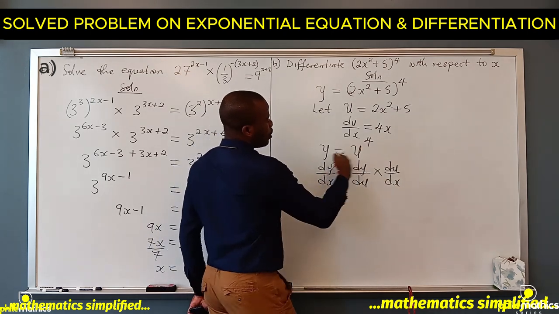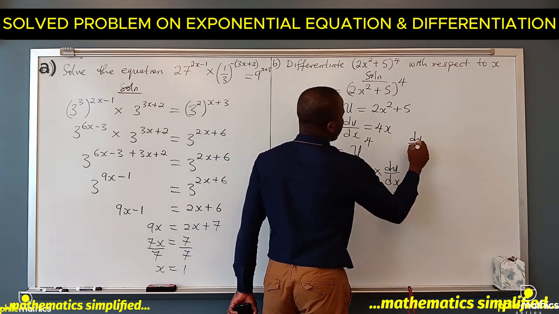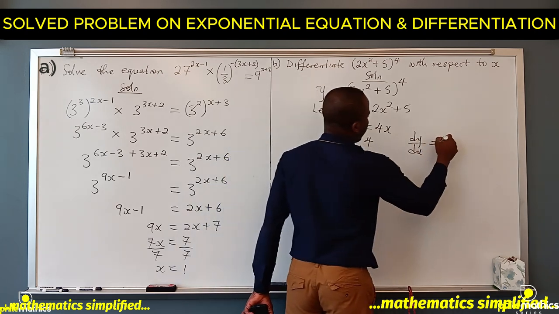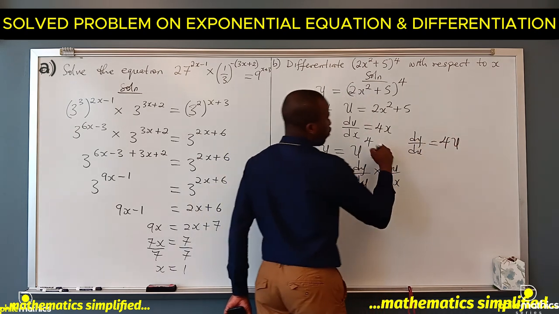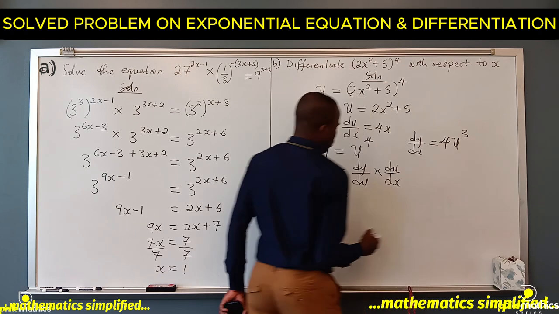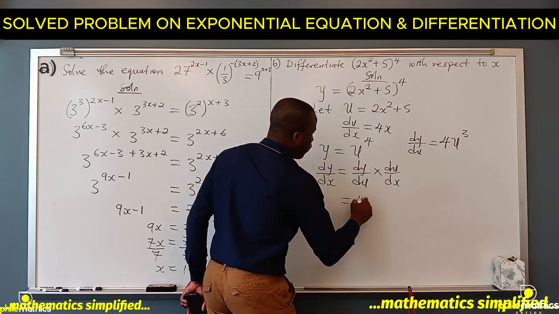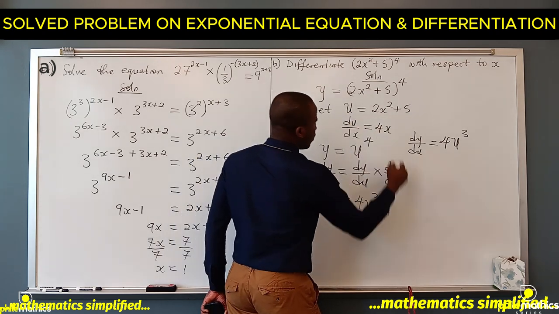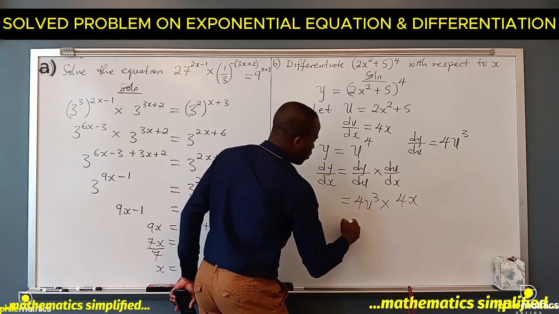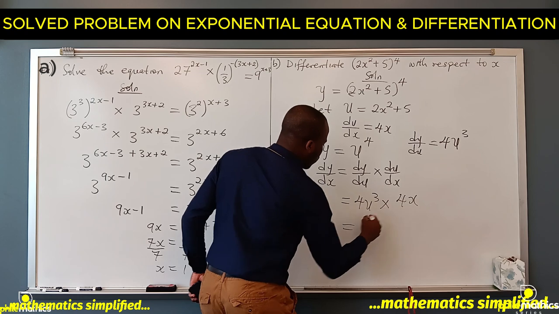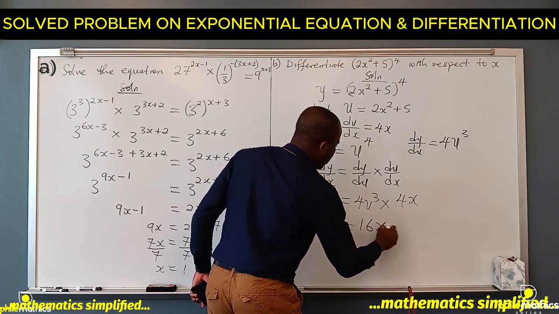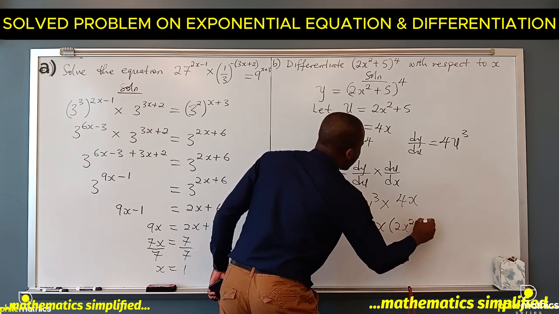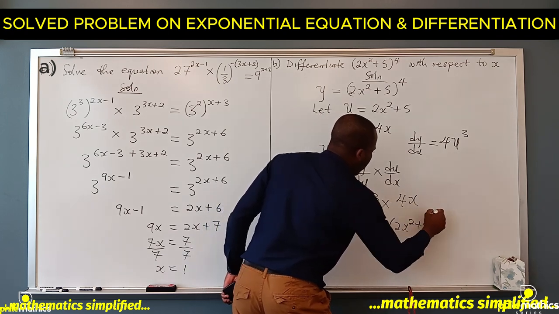dy/du, if we differentiate this, will be 4 times 1 is 4, u, subtract 1 from the power will be 3. So we'll have 4u to the power 3 times du/dx, which is 4x. If we multiply this, 4 times 4 is 16x. Our u is 2x squared plus 5, raised to the power 3.